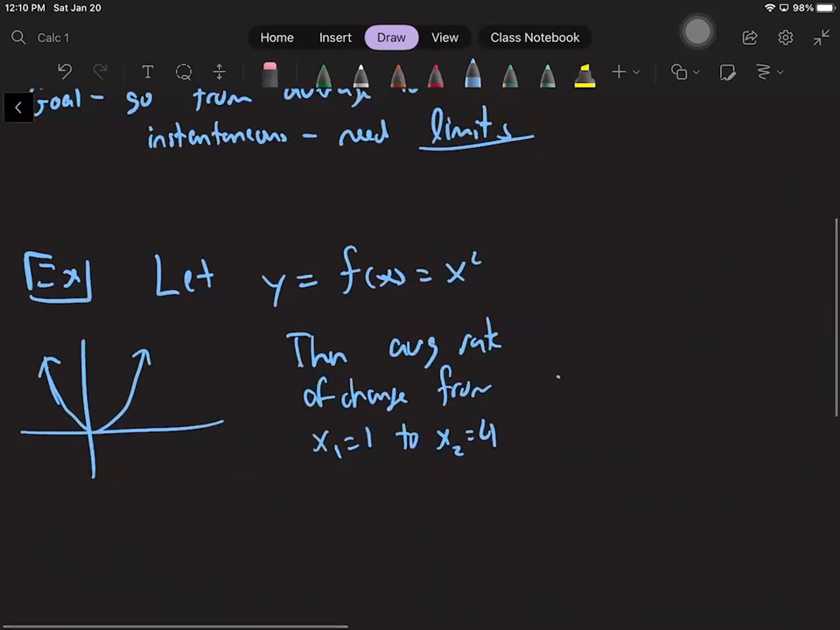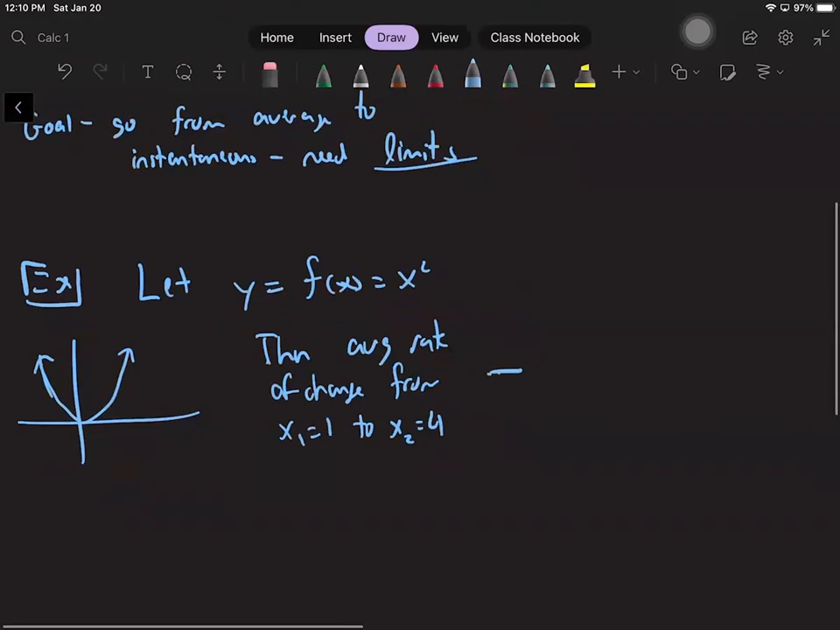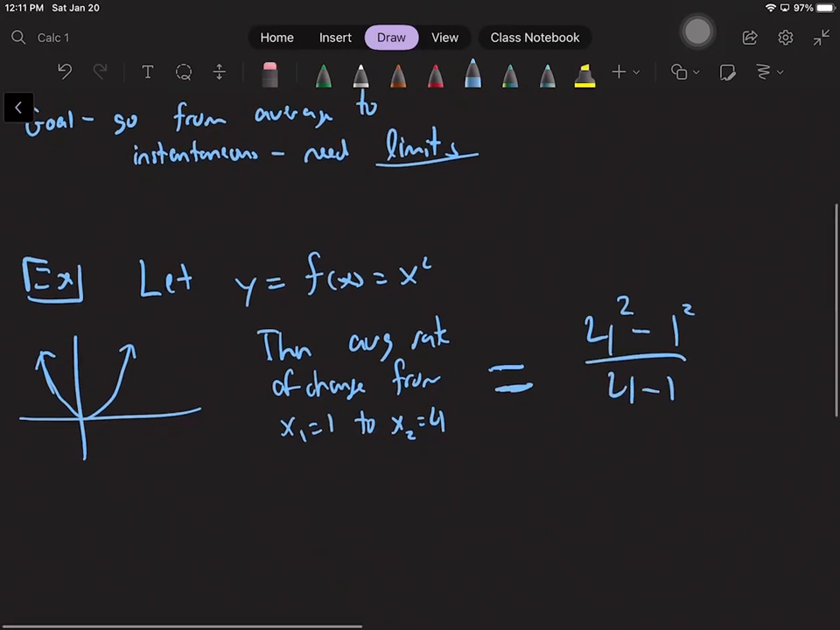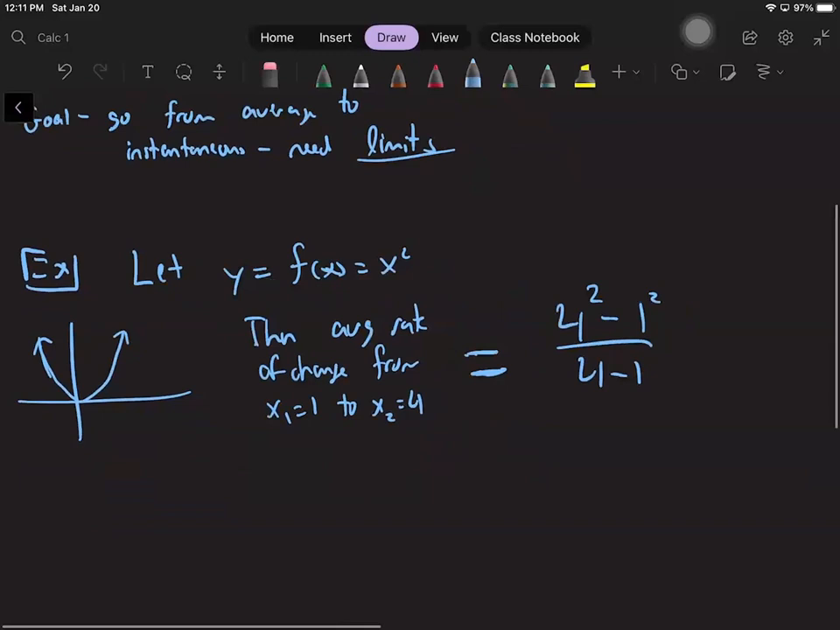So that would be, oops, sorry, my pen is not working now. Okay, there it goes. Okay, so that would be 4 squared minus 1 squared, just using the formula very quickly, because we practiced it already so much. Skipping some steps. It's 15 over 3, which is 5. Okay, so on average, from 1 to 4, you're going up by 5 on average.